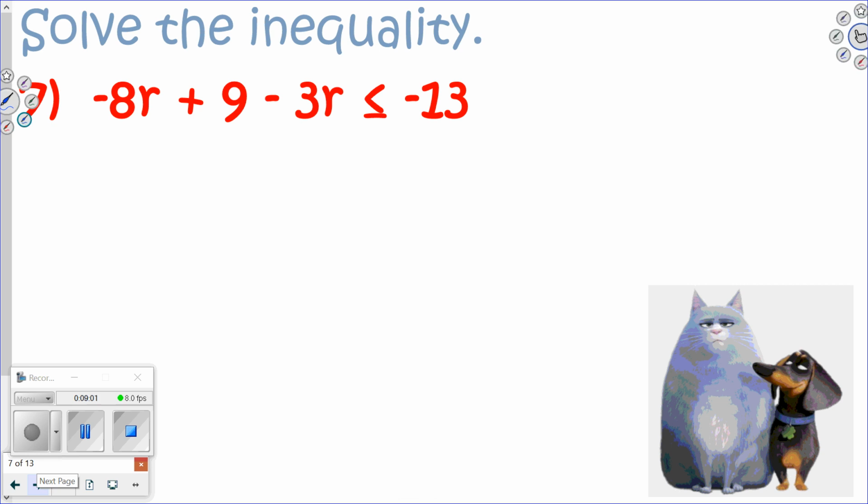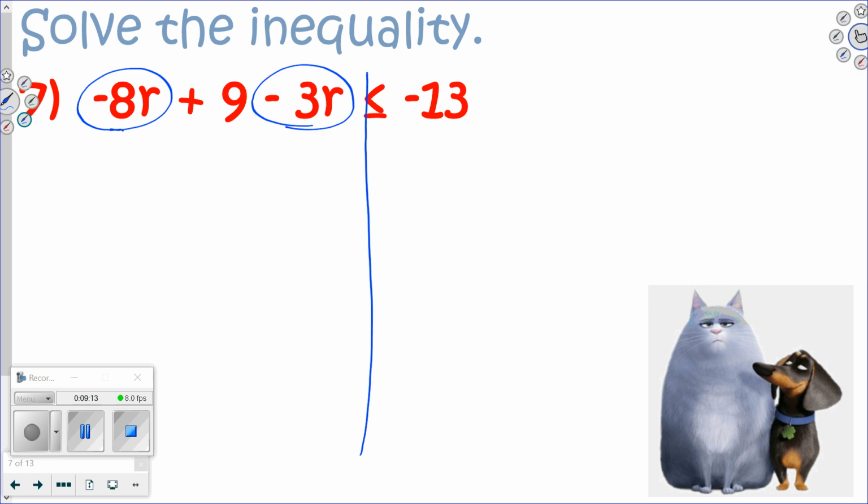Number 7. Well, there's a lot going on there. What do we do? Yeah, we've got some like terms. Let's put those together. So I have -8r minus 3r. Same side, so don't do the opposite. What's that give me? Try again. -11r. That's right, basic math's hard. It's fine.